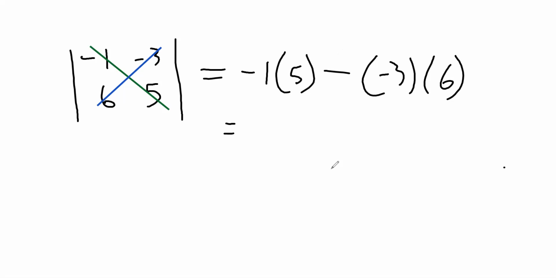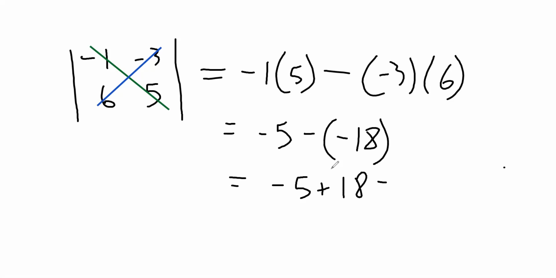Take it slowly. So first, -1 times 5 will be -5. Then I'm subtracting. -3 times 6 will become -18. And then I'm doing -5 minus -18, which really becomes -5 plus 18, which will be +13, because that can turn into 18 minus 5 from a different perspective. Not so bad. It's not so bad.